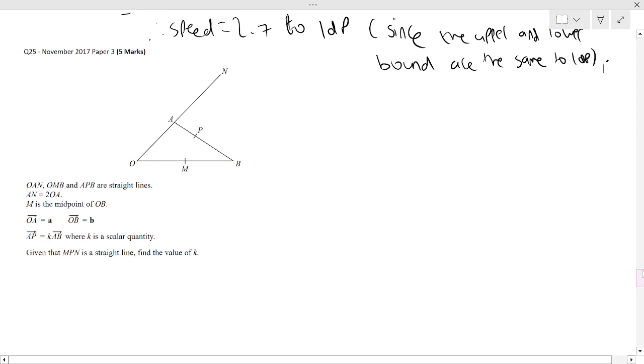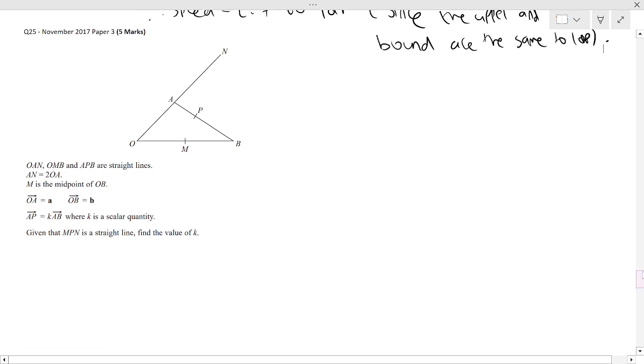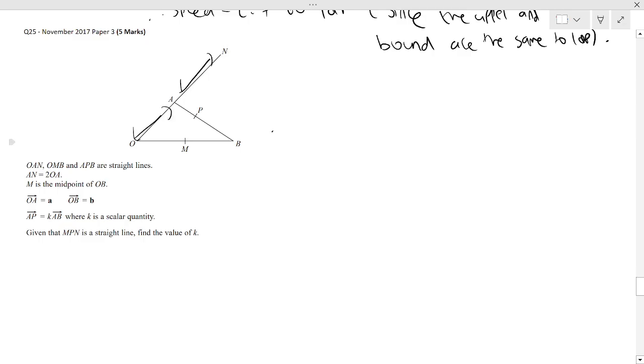Okay, final question now. We've got vectors. Cool, everyone's favourite topic. So, we are given OAN, OMB, and APB, which are 3 straight lines. And we're also given AN is 2 lots of OA. So OA is here, so AN is going to be 2 lots of that. Let's keep that in mind. We're given OA is A and OB is going to be B.